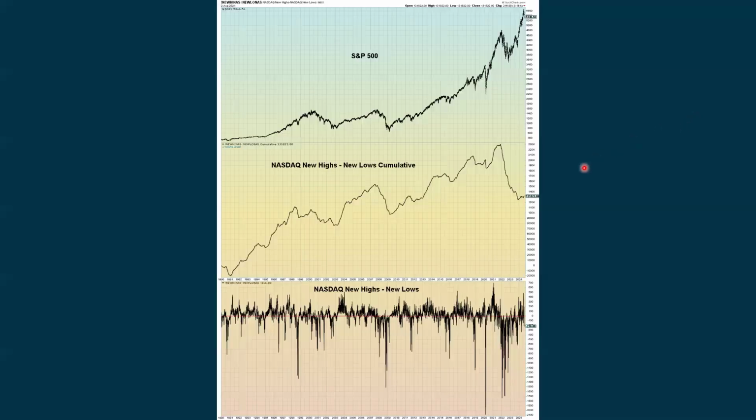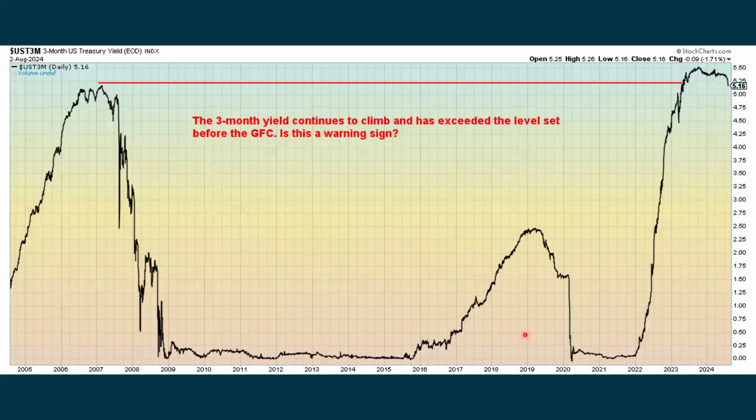This is also showing the cumulative new highs, new lows for the NASDAQ. It's really hard to see, but it's going back up. And then we look at a daily version of that where we're below zero. So that is negative. And then this is another area that we want to keep an eye on.